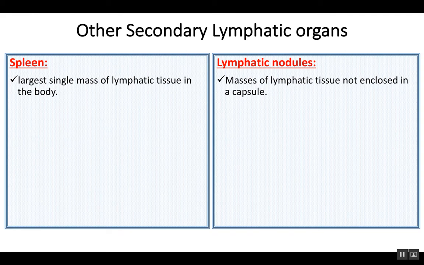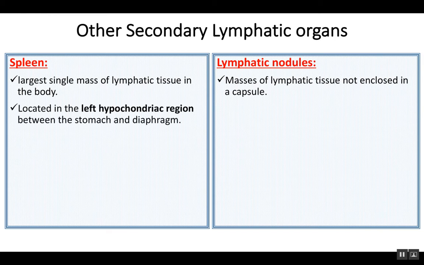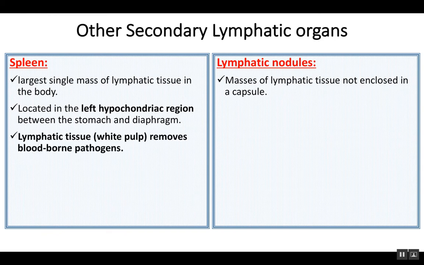Other secondary lymphatic organs, very similar to lymph nodes in that they harbor and house a lot of our immune cells, a lot of our lymphocytes. The spleen, very large mass of lymphatic tissue, located in the left hypochondriac region of your abdominopelvic cavity. So basically way upper left in your abdomen, between the stomach and diaphragm. Contains what's known as white pulp. That's the lymphatic tissue.